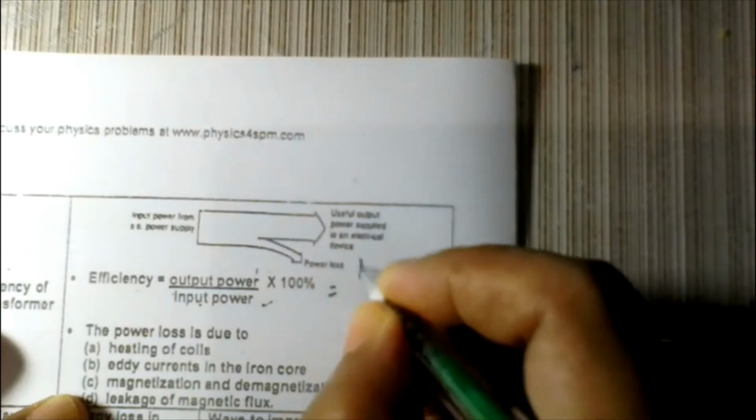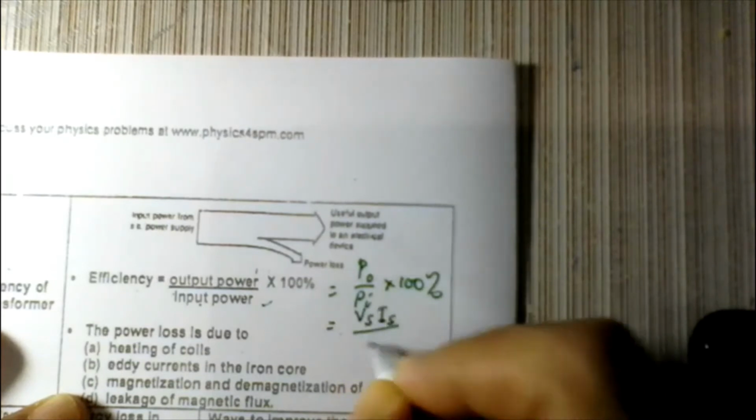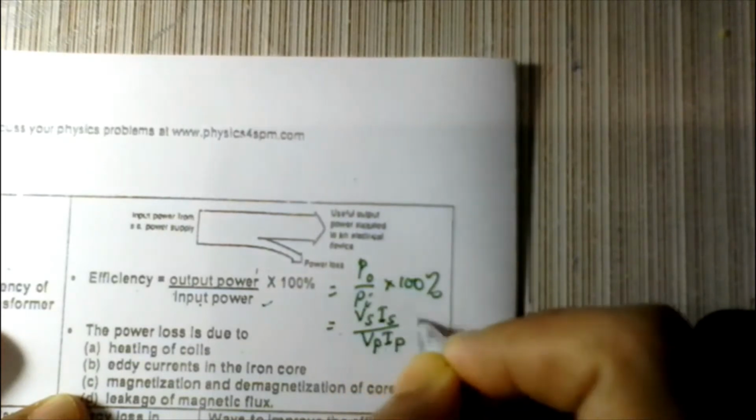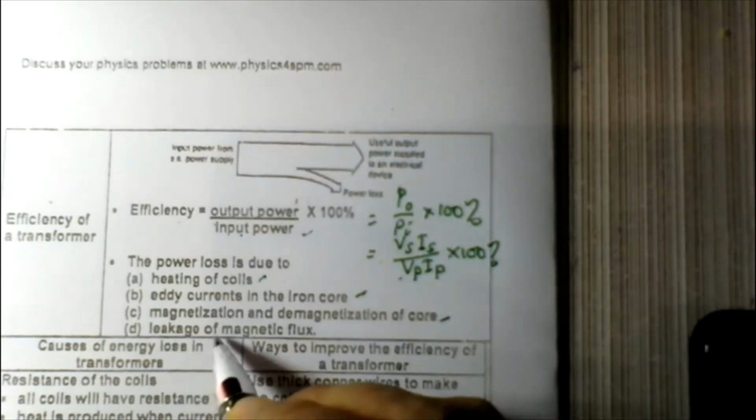I think you still remember efficiency, we have discussed it in Form 4 also. So efficiency equals output power divided by input power times 100%. Or you can write it in symbols, output power PO over PI times 100%. Remember what PO is? PO is the secondary part, so we have Vs Is. The input is the primary part, so Vp Ip. So times 100%. Okay, so we have this formula for efficiency. So for a transformer, the power loss is due to four factors here. Heating of the coils, eddy currents in the iron core, magnetization and demagnetization or hysteresis loss, and leakage of magnetic flux.